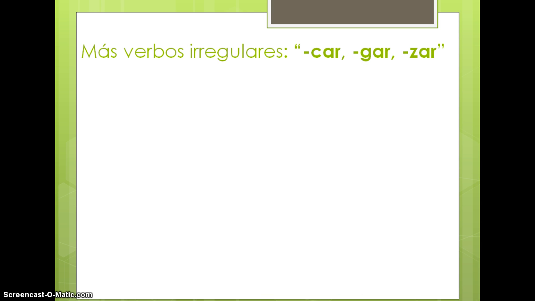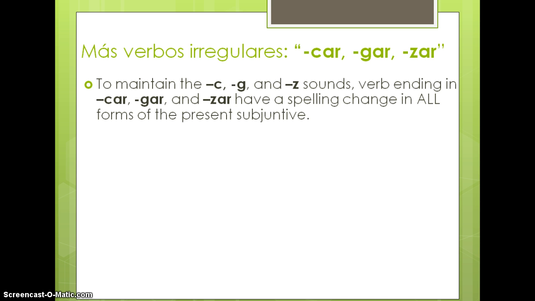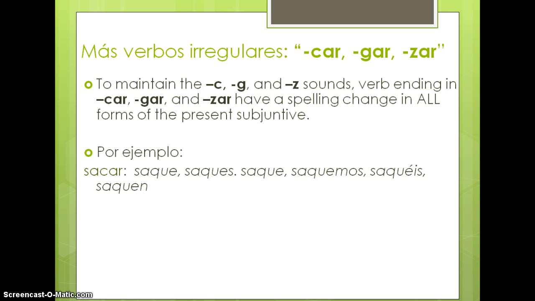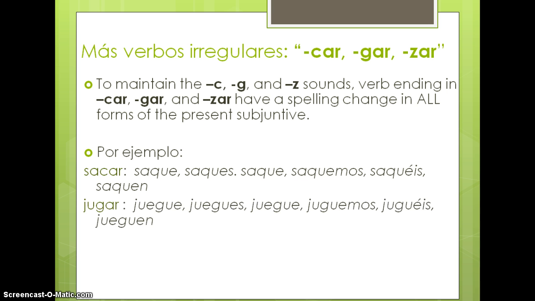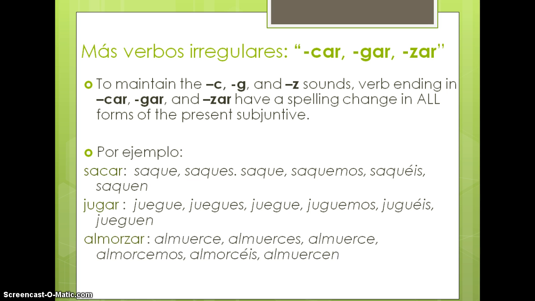Now, there is a group that has a different kind of irregularity. Those verbs that are the car, gar, and zar ending infinitives. In order to maintain that sound, we have to make sure that there is a spelling change in all verbs that end in car, gar, or zar. And I've given you some examples. So with sacar, you'll notice the C changes to a QU. With jugar, the G changes to a GU. And then almorzar, the Z changes to a C. Again, pause as needed to complete your notes.